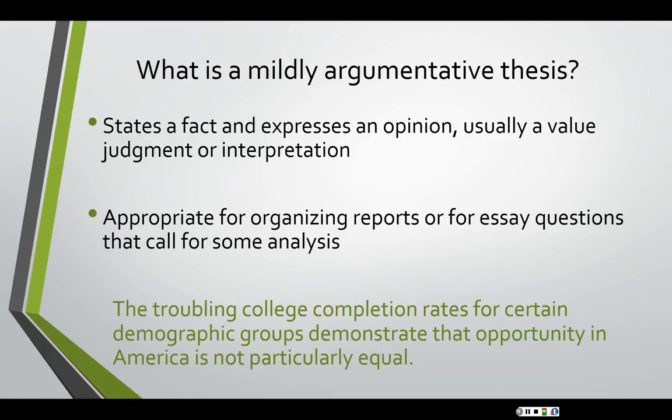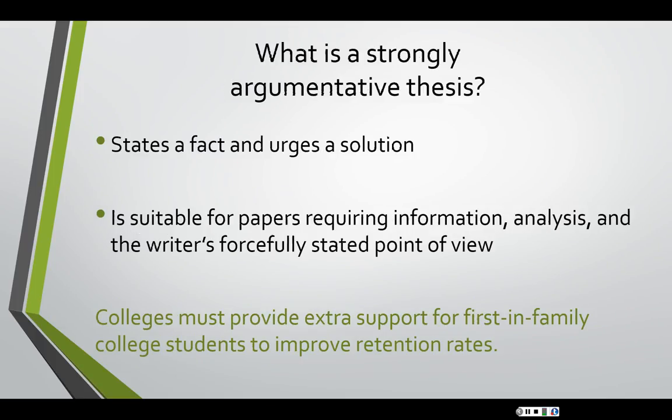So here's my example mildly argumentative thesis. The troubling college completion rates for certain demographic groups demonstrate that opportunity in America is not particularly equal. Notice how now I'm not just mentioning college completion rates, I'm mentioning that they are troubling, and I'm pointing to the meaning of my findings. So I've found some certain situations lead to a lack of college completion, and I believe that is tied to our inequality of opportunity.